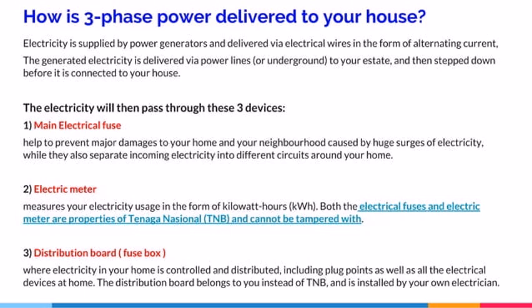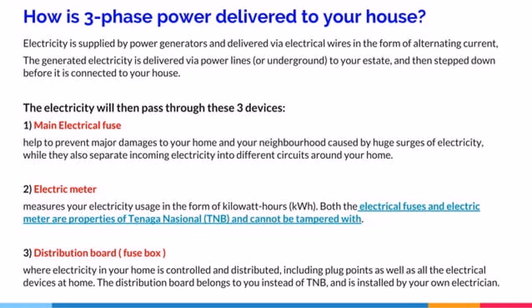The main electrical fuse is to prevent major damage to your house and your neighborhood caused by huge surges of electricity, while the distribution board separates the incoming current into different circuits around your house. Next is the electric meter, which is used to measure electricity usage in kilowatt hours. That is how much energy we utilize in an individual building. Both the electrical fuses and the electrical meters are properties of TNB and cannot be tampered with. Next is the distribution board or the fuse box.